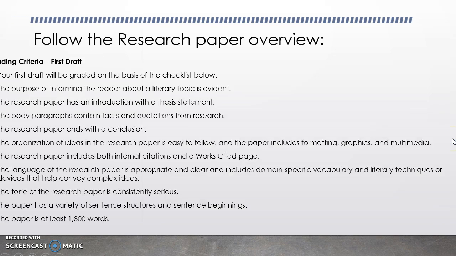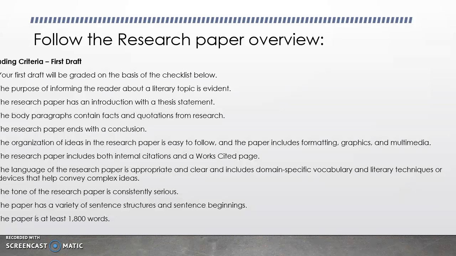So here is the research paper overview. I got this exactly from, again, the research paper overview. So this is the checklist that's referred to throughout the course. So it'll be graded based on this checklist. Informing the reader about a literary topic. You have an introduction with a thesis statement, body paragraphs that contain facts and quotations from your research. Research paper ends with a conclusion. The organization of ideas in the research paper are easy to follow. It includes both internal citations and a works cited page.